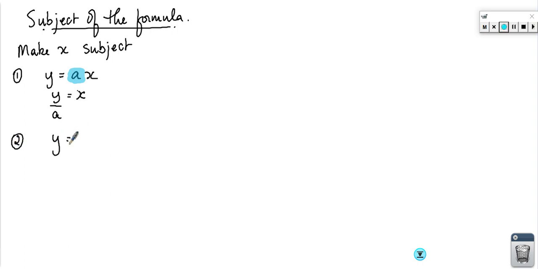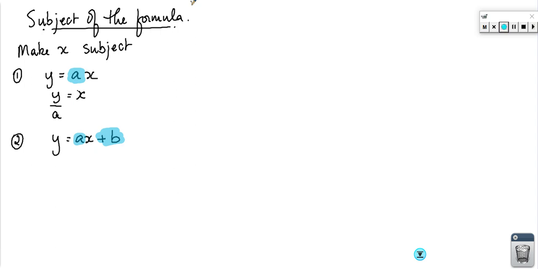Example number 2. y equals ax plus b. Now we have two terms which I have to remove to leave x, and these are a and plus b. Now we have to work the inverse of BODMAS.